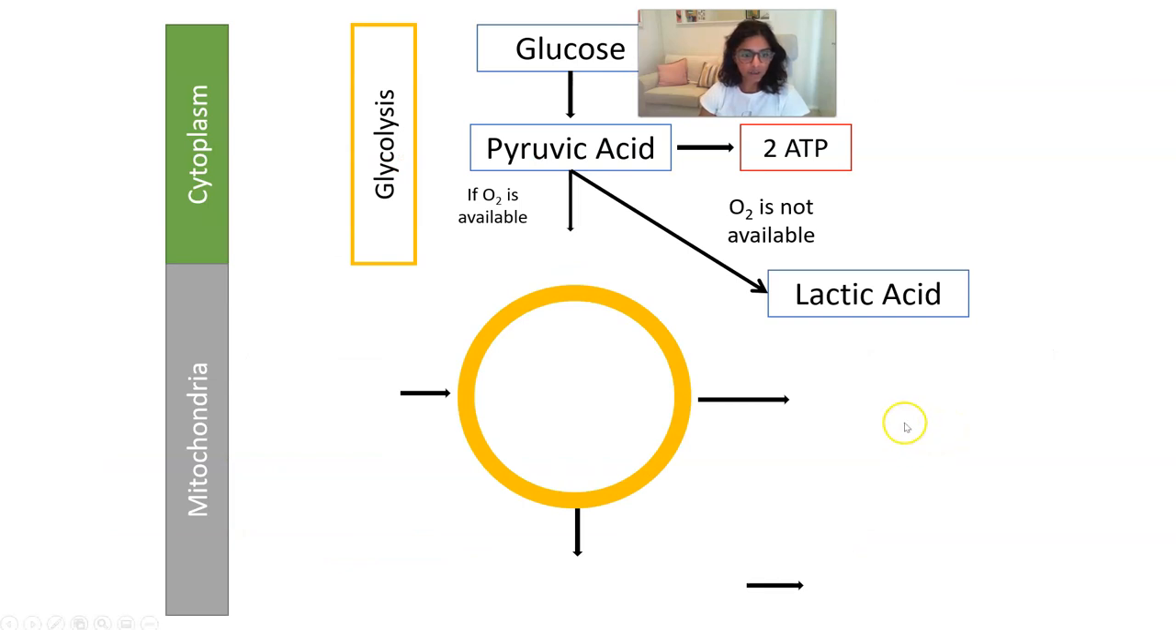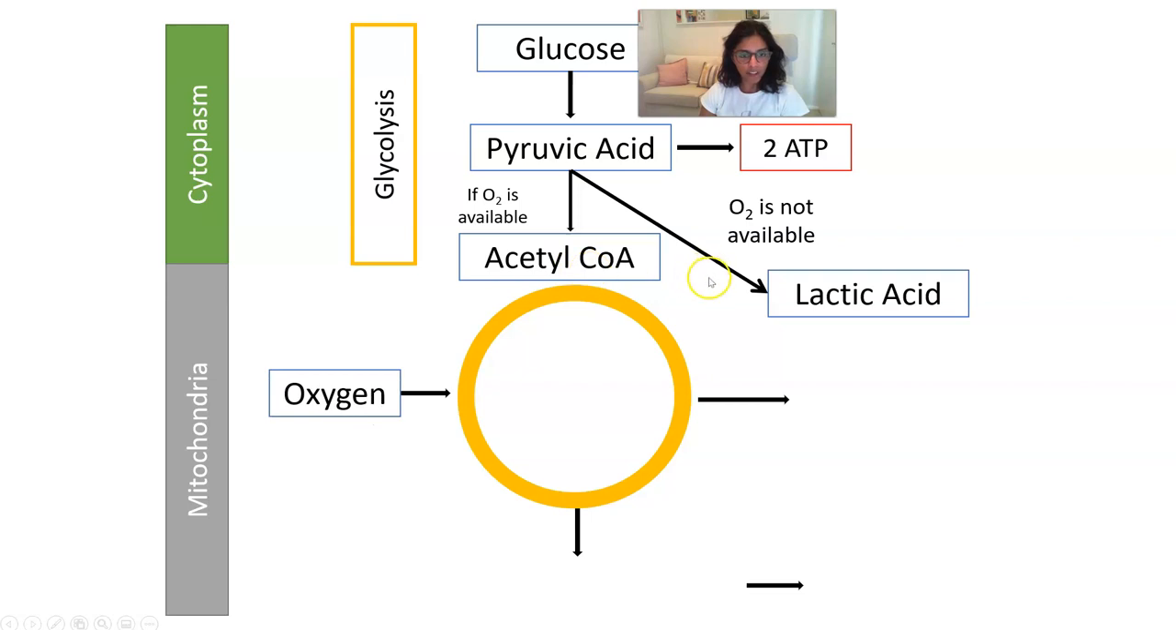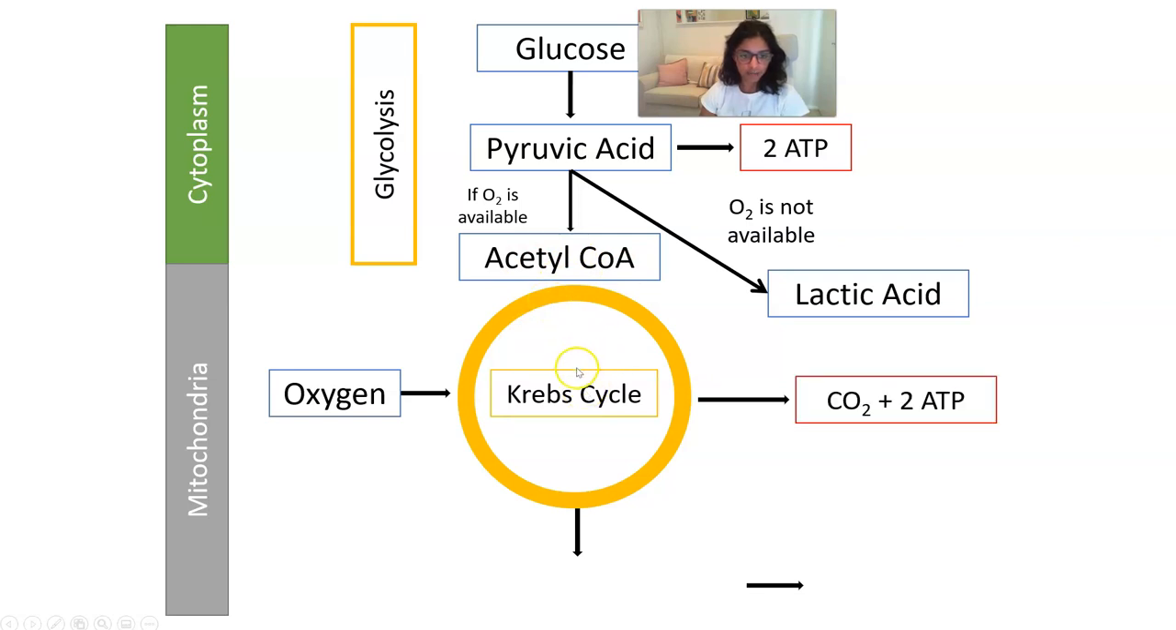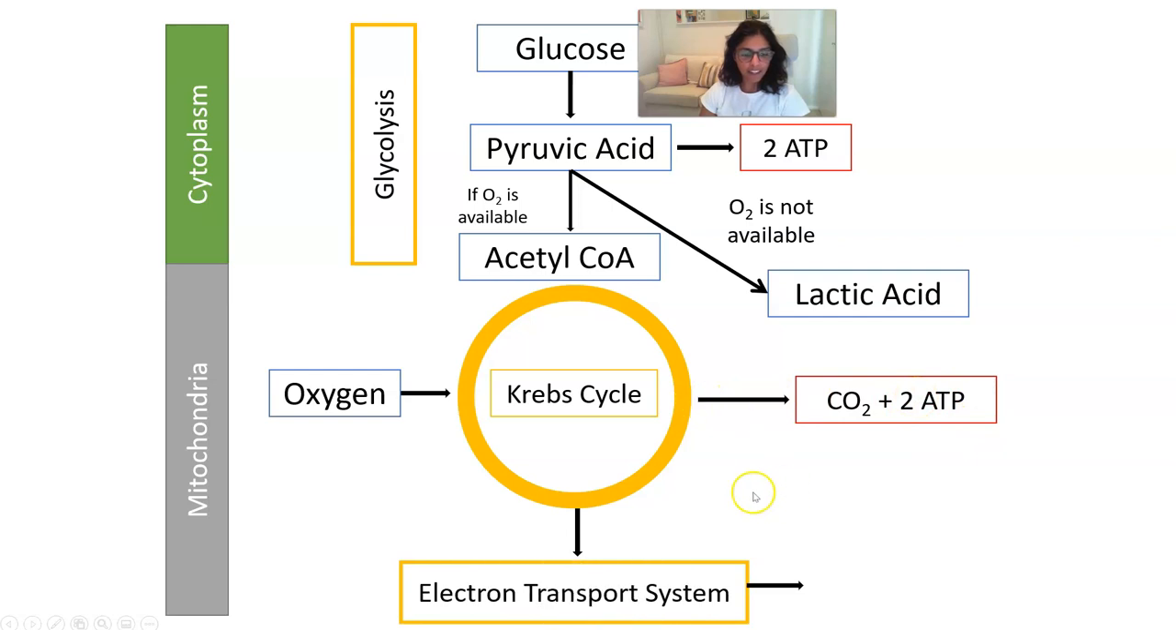Okay, so just a visual summary for you again. Pyruvic acid is further broken down into acetyl coenzyme A. When oxygen is present, this will then enter the mitochondria and the Krebs cycle will occur. As a result of the Krebs cycle, we get carbon dioxide forming plus 2 ATP. The next step is the electron transport system, and from this we yield 34 ATP plus water.